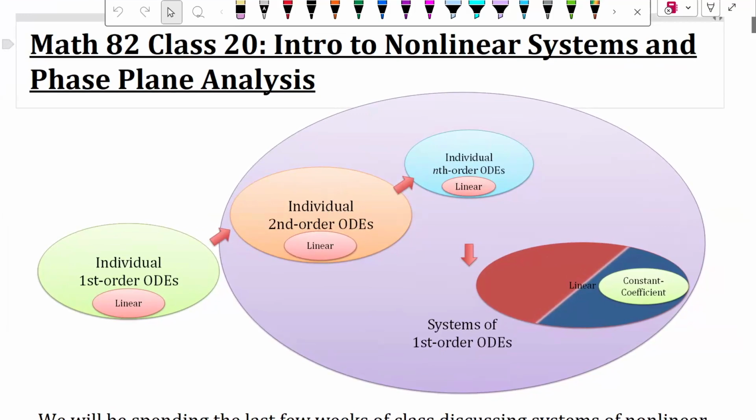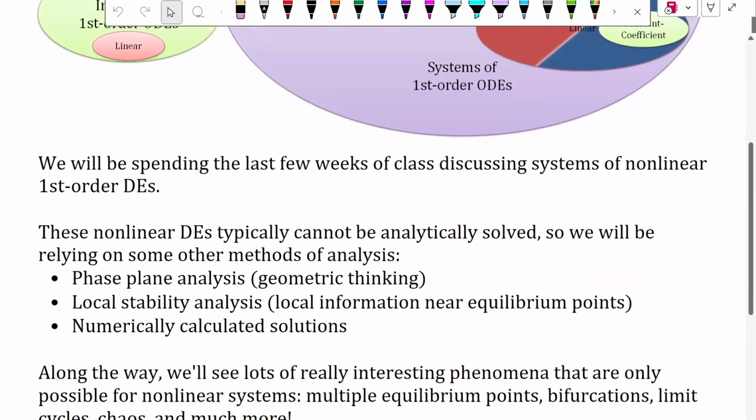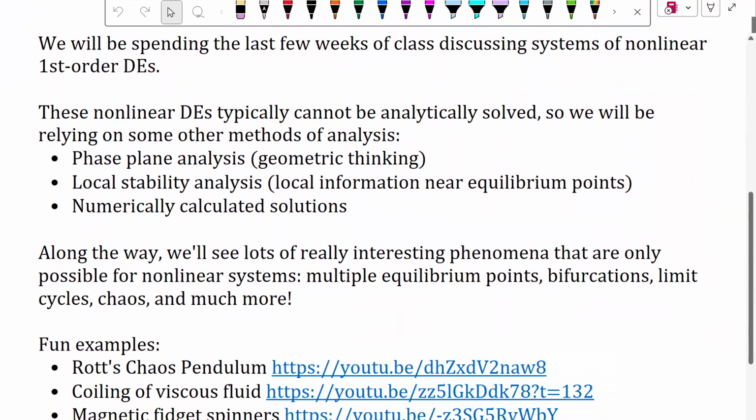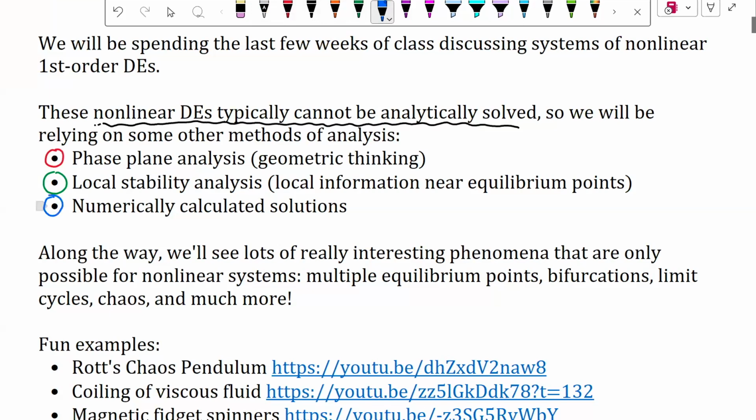Welcome to the pre-lecture for Class 20, where we will be talking about nonlinear systems and phase plane analysis. That's how we are going to be wrapping up the semester. The nonlinear differential equations that we are going to be looking at typically cannot be solved analytically. So we are going to be relying on some other methods of analysis, including looking at phase portraits, doing some local stability analysis, and numerically computing solutions. We do get to see a lot of interesting phenomena that are only possible when we have nonlinear systems.